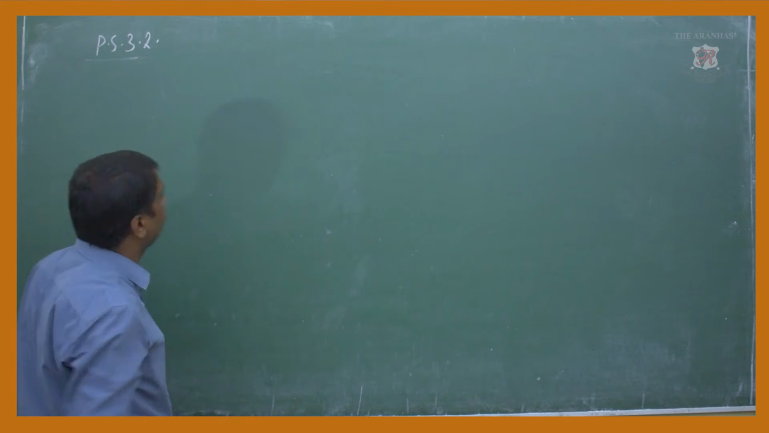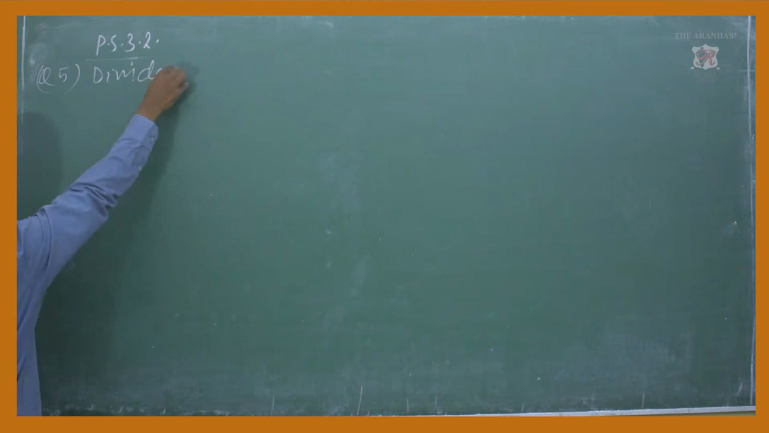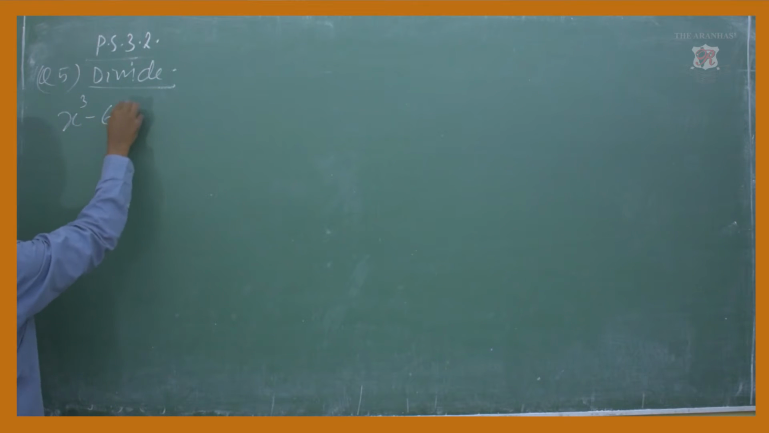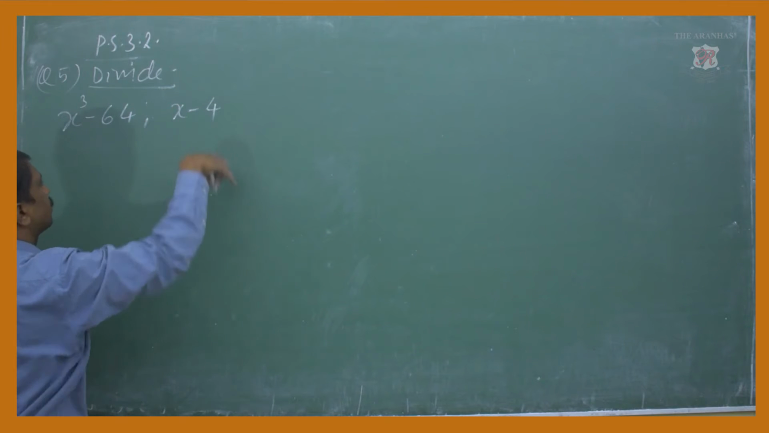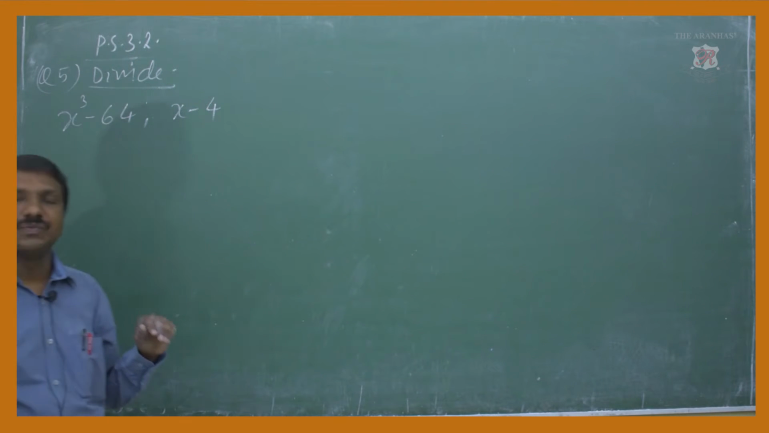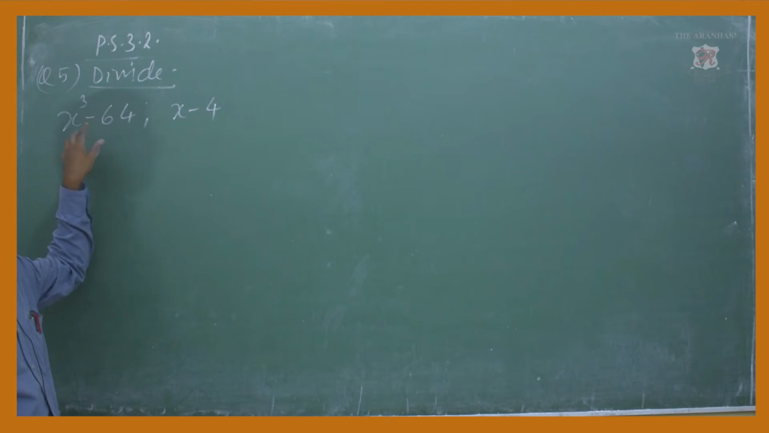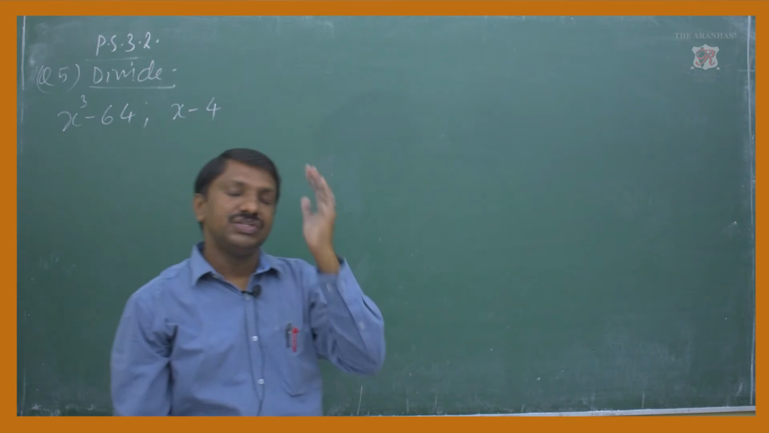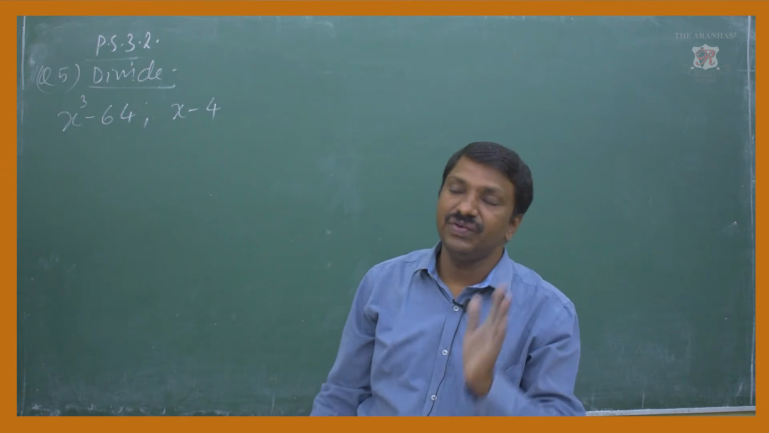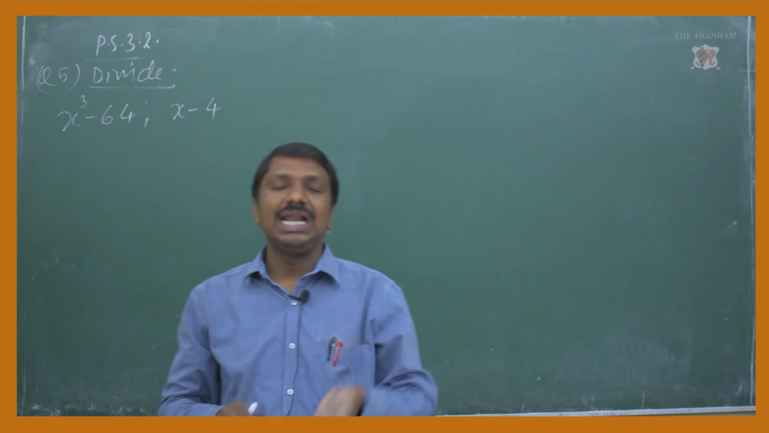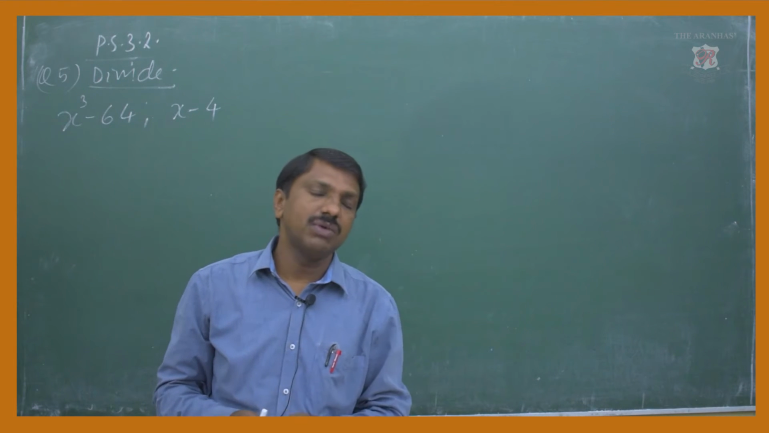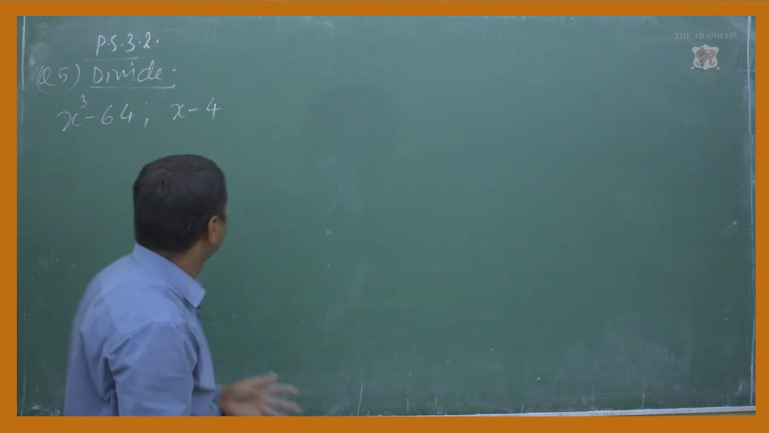The first example given here in question number 5 is division; first we did multiplication, now division. Divide x raised to 3 minus 64 by x minus 4. Look here, children: the first term is the dividend and the second is the divisor. Whenever we divide polynomials, your dividend has to be arranged into standard form. In the previous exercise we discussed standard form and coefficient form also, so we have to do that.